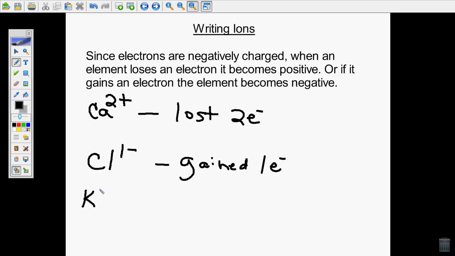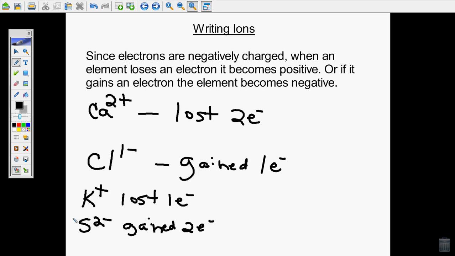Another example would be potassium. A potassium ion lost 1 electron. Because it is now positive by 1, it lost an electron, so it has 1 more proton than electron. Or sulfur gained 2 electrons, meaning that it has 2 more negatives than positives. So when you see the plus here, it means it lost, and when you see the negative here, it means it gained.